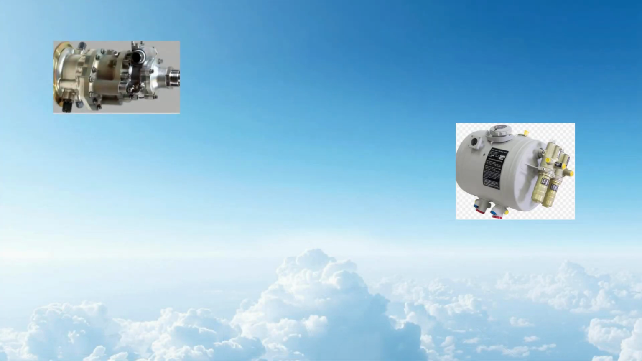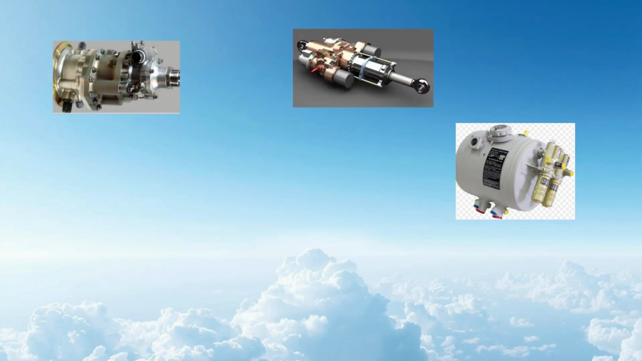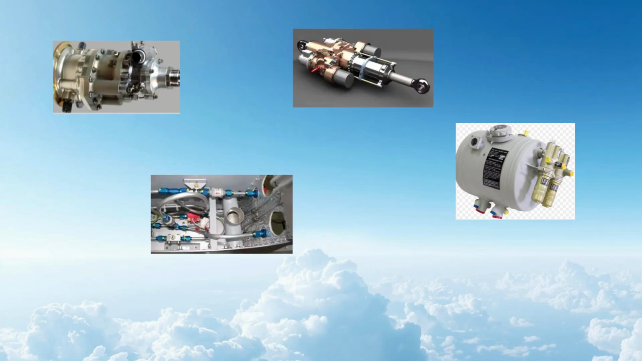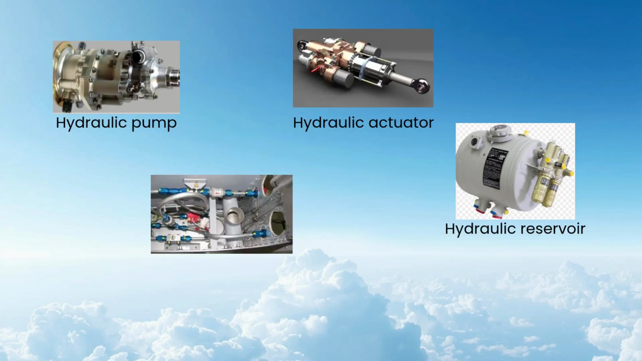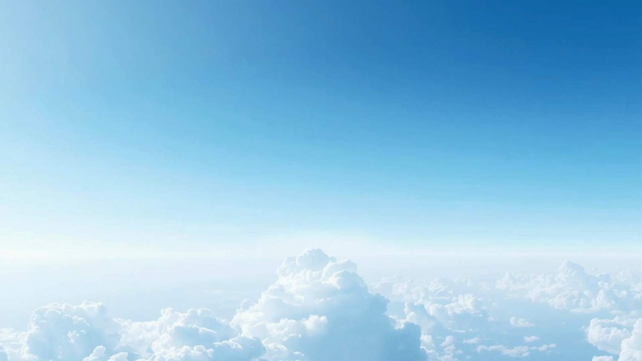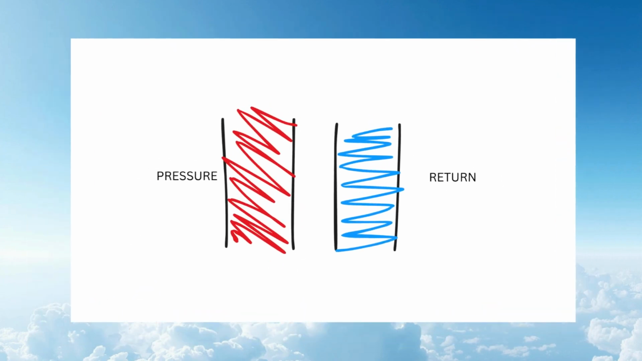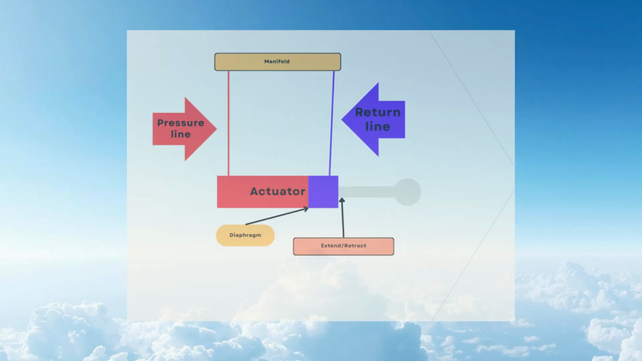On screen, we are going to have the reservoir, the pump, the hydraulic lines, and the actuator. Every basic hydraulic system in an aircraft has four main parts. First, the reservoir. This stores the hydraulic fluid. Second, the pump. This pressurizes the fluid. Third, the hydraulic lines. These carry the fluid throughout the aircraft. Fourth, the actuator. This is the component that performs the work.